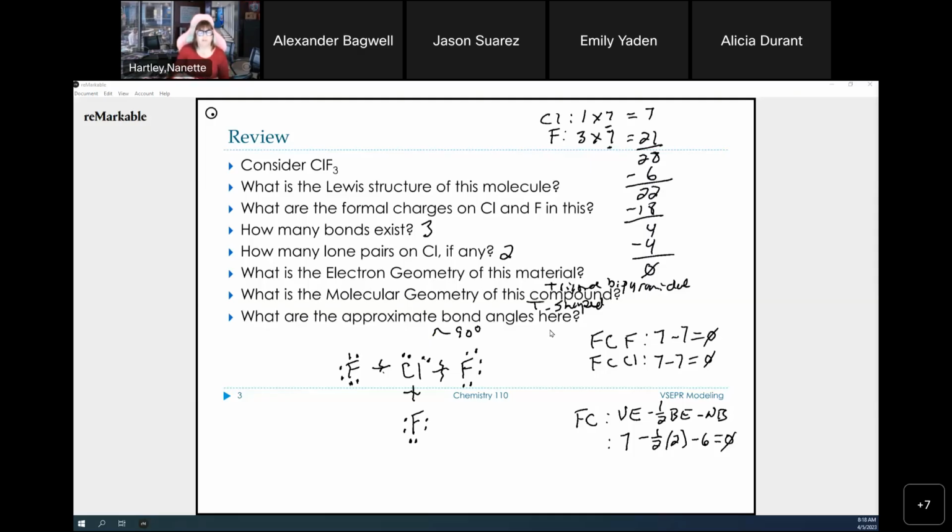So that takes us through not only what we did last time, but also what we're going to be doing this time. What we're going to do is look at the same molecules that we talked about yesterday for a lot of these and assign them their electron geometry, their molecular geometry, and talk about their approximate bond angles. So, questions about that?